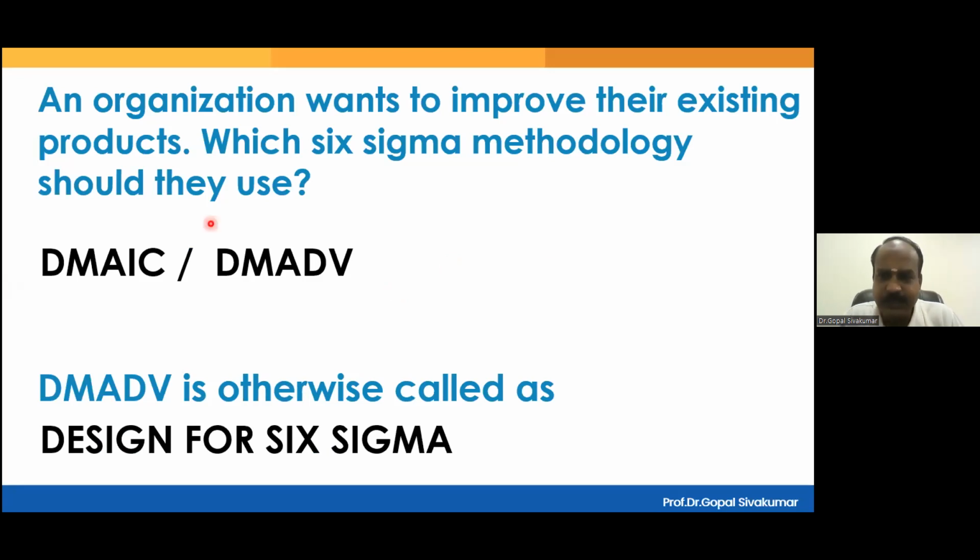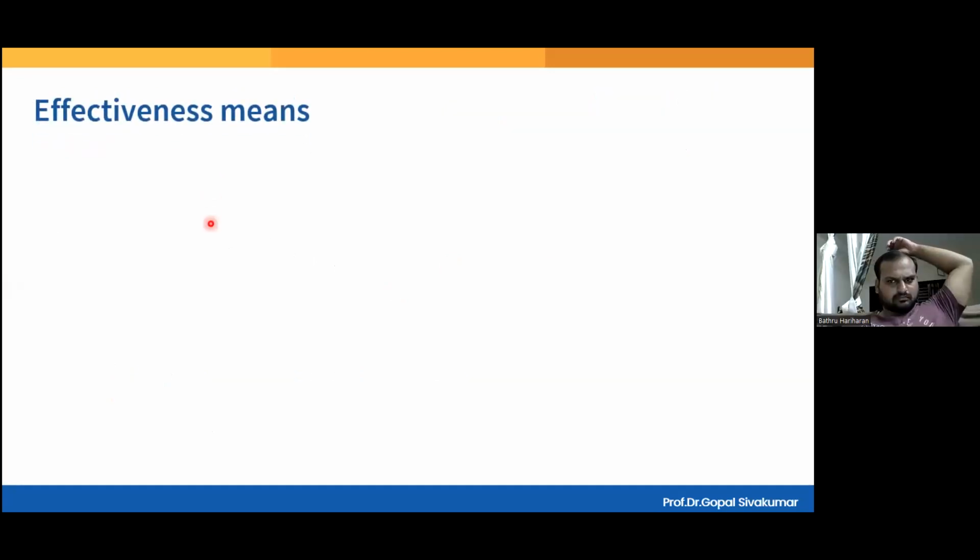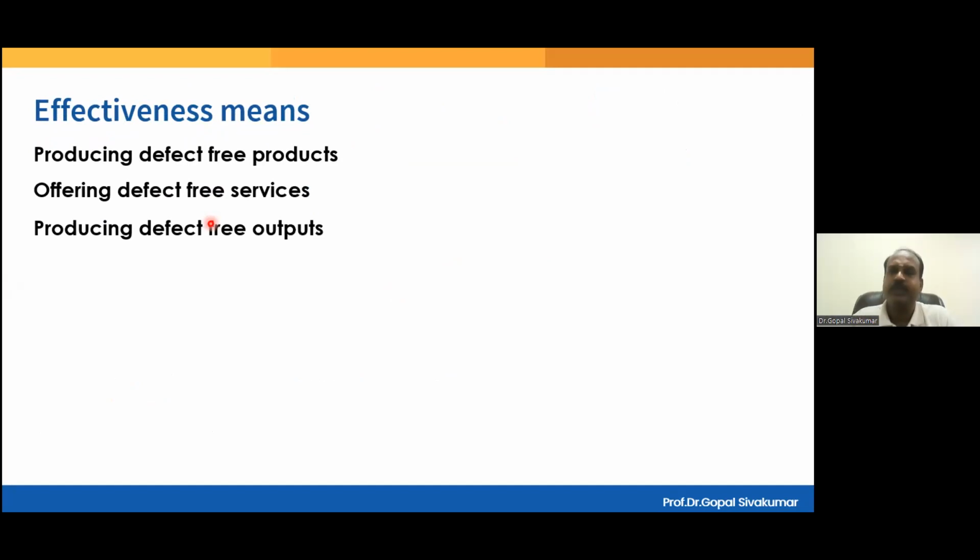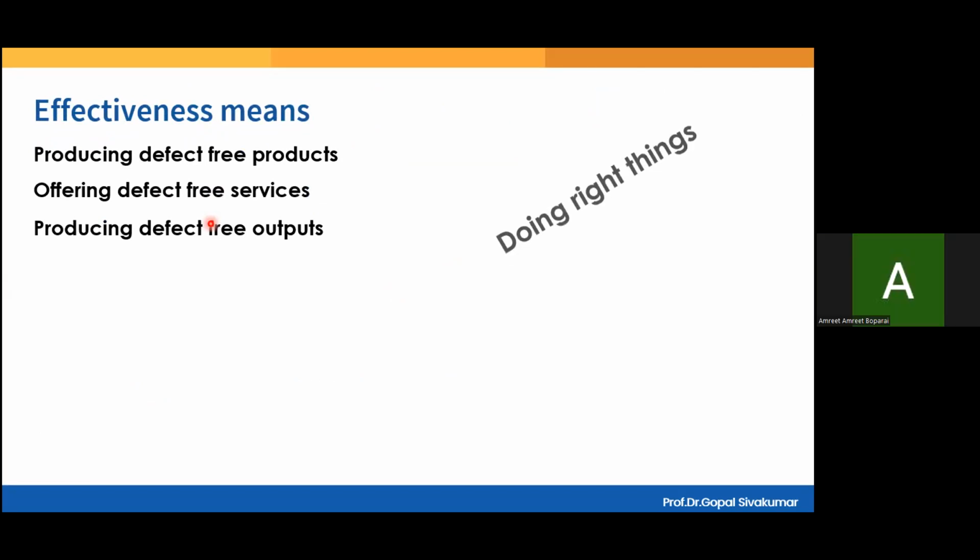Hope all of you are with me, not sleeping. Another 2 minutes. So what do we mean by effectiveness? Make it right. No defects. Very good. I really appreciate. Producing defect-free products, offering defect-free services. In general, defect-free outputs. Defects are impossible in your products and services. That means your process is effective.